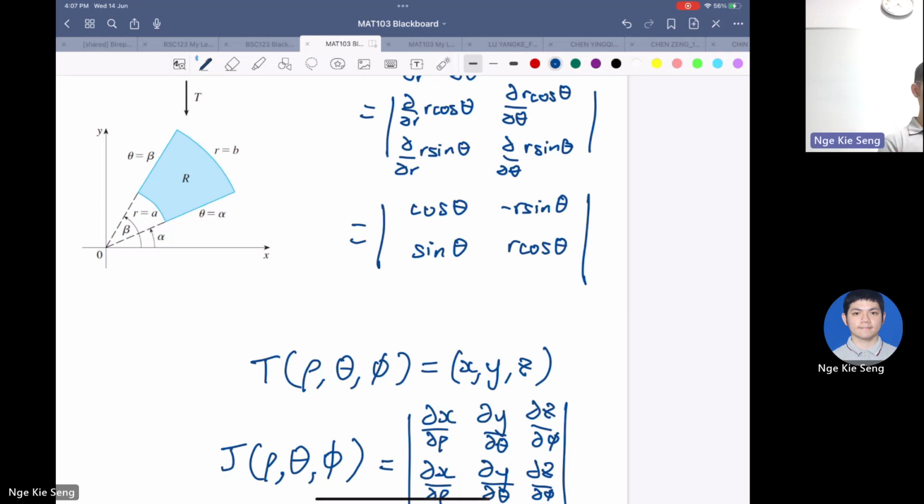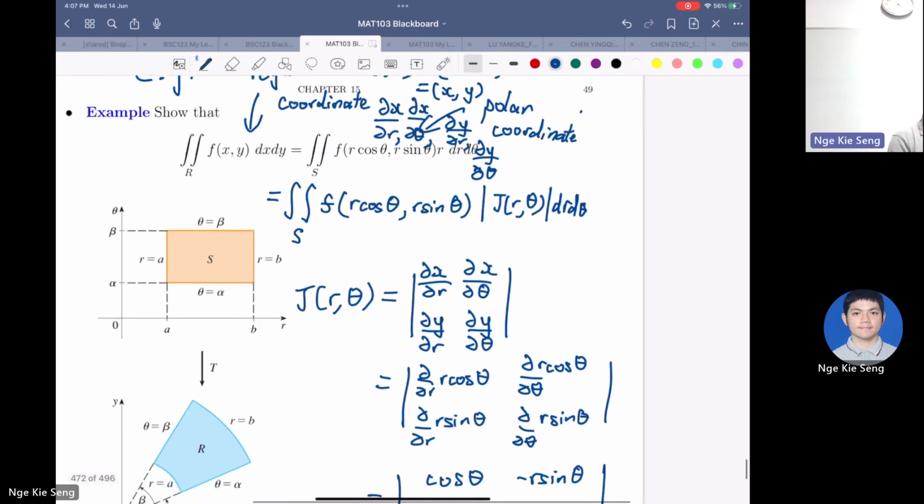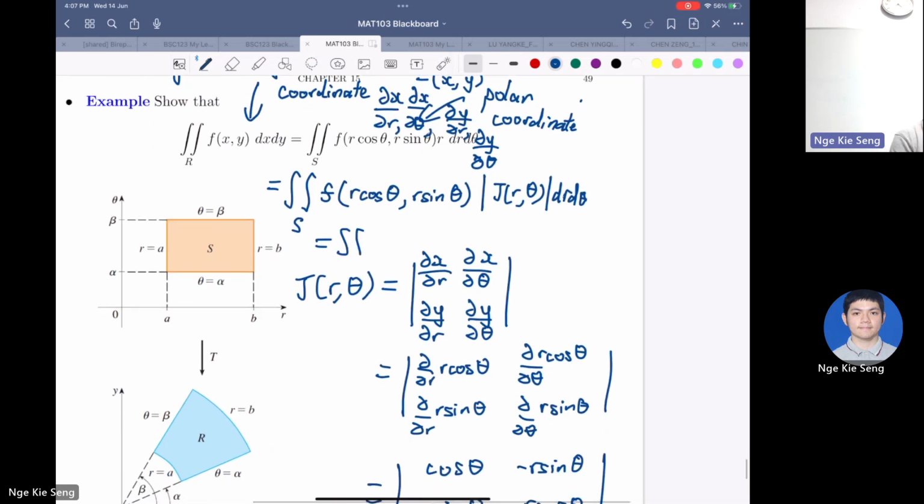What's the determinant of this matrix? It is r cos square theta plus r sine square theta. So you get r. That's why in polar coordinates you have an extra r outside your function.